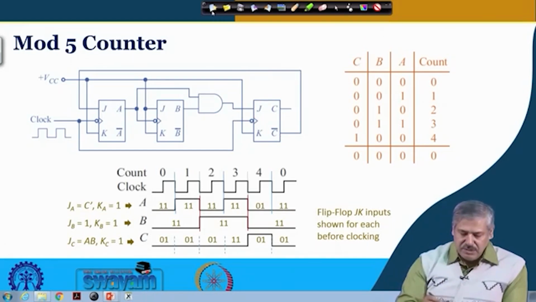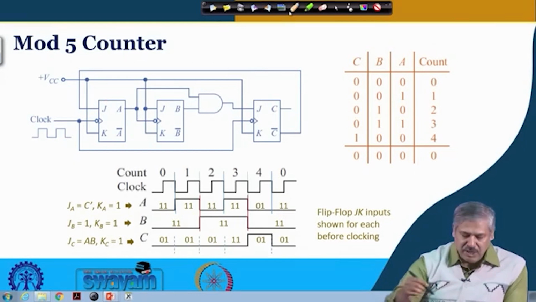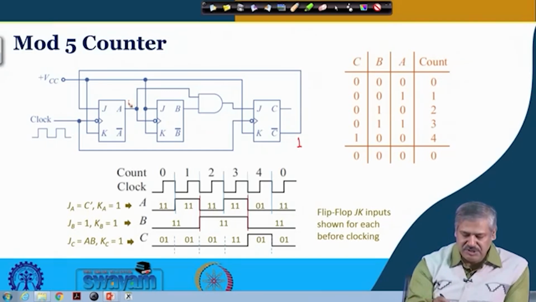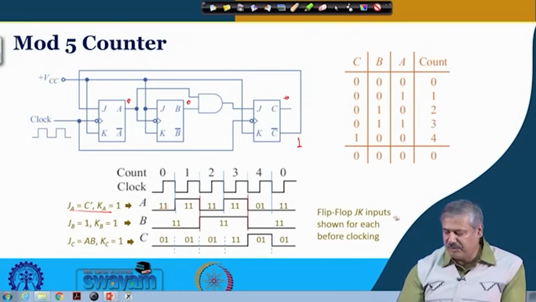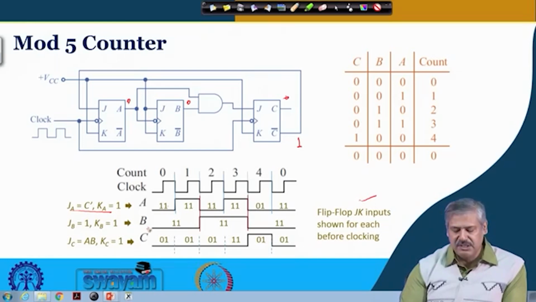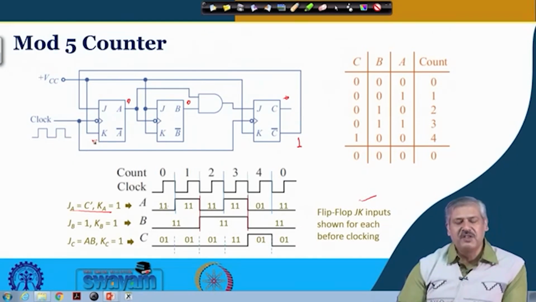So, here the A flip flop will toggle, okay, whenever the inputs are 1 and 1. So, that is the case in the beginning when this C is equal to 1, I mean initialized with all 0, 0, 0, okay, all are 0. So, this is 1, right. So, what I have written here, in this notation, these are the J and K, okay, flip flop JK inputs shown for each before clocking. So, this 1 is there, right, and this is permanently connected, okay. So, then A will toggle, right. So, A will toggle means A will become from 0 it will become 1, right.